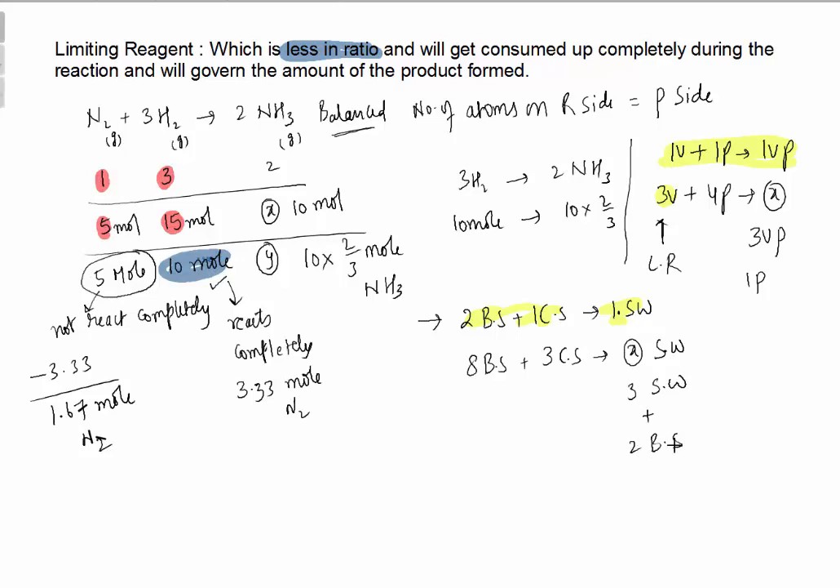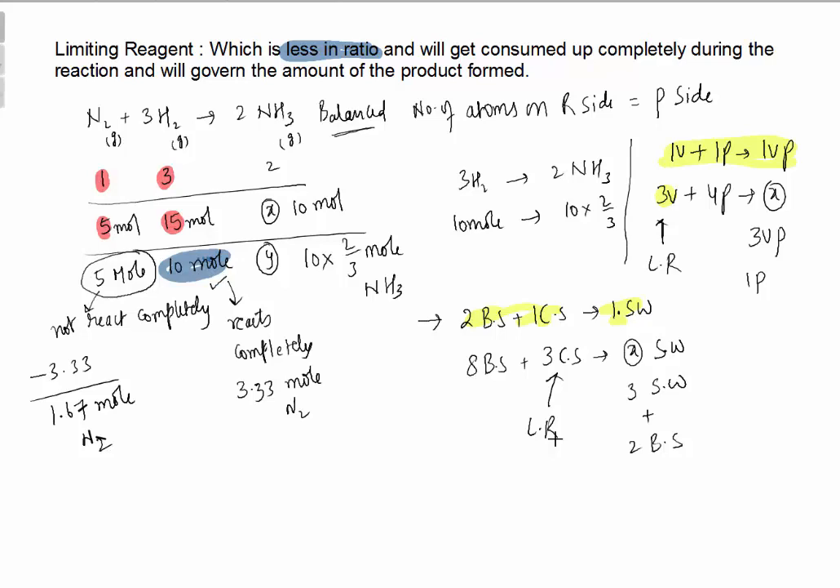Please remember, who is the limiting reagent? In this case, the limiting reagent will be the cheese slice because it is getting consumed completely and it is controlling how many sandwiches are being made. Please remember, this is a very important concept, limiting reagent: a reagent which is less in the ratio.